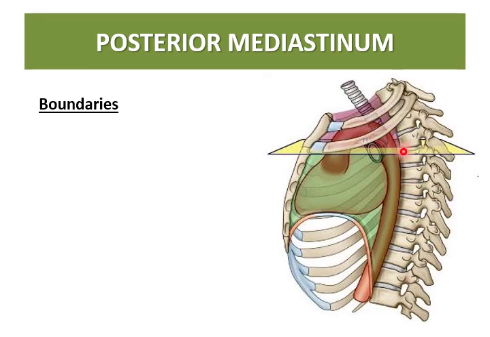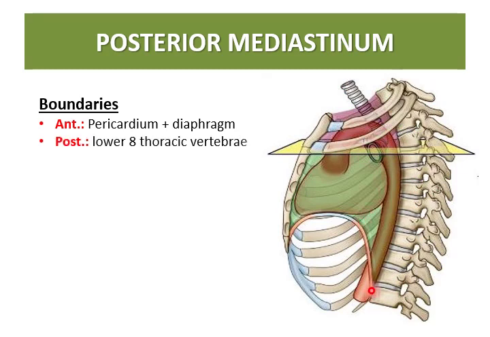Now, the last part of the mediastinum, the posterior mediastinum, boundaries and contents. Anteriorly, you have the pericardium, and below that we have the diaphragm. Posteriorly, we have the lower 8 thoracic vertebrae. Now, you have to notice that the pericardium and heart lie opposite the middle 4 thoracic vertebrae, that is to say, number 5, 6, 7, and 8. The upper 4 lie behind the superior mediastinum. The lower 4 lie behind the diaphragm. The middle 4 lie behind the heart.